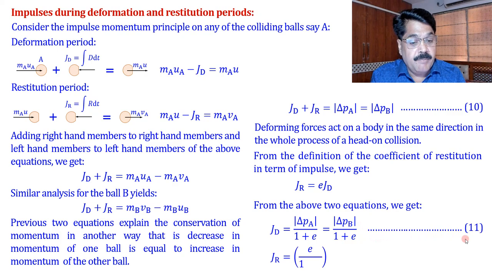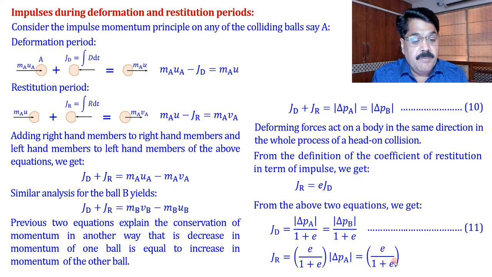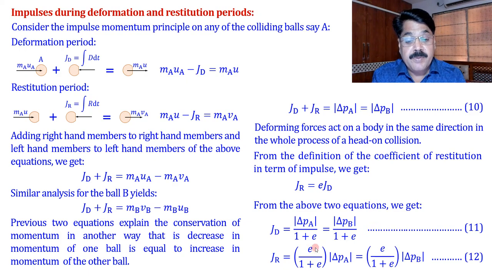We call this equation 11. So similarly, what is J of R? E upon 1 plus E delta PA or E upon 1 plus E delta PB. Equation number 12. So sometimes it may be required to calculate the impulse of deforming forces during the restitution period and during the deformation period. In this way we can find it with the help of change in momentum and knowledge of the coefficient of restitution. So you can see how much information this coefficient of restitution gives us.